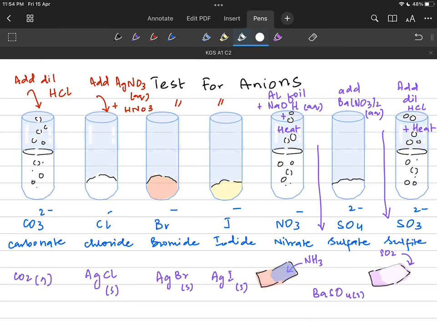I hope the visual representation of each ion is helpful for us, and in the next video we're going to be solving some paper 4 questions to further reinforce our understanding.